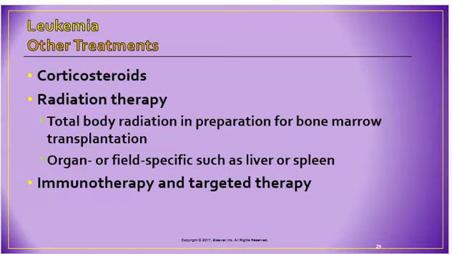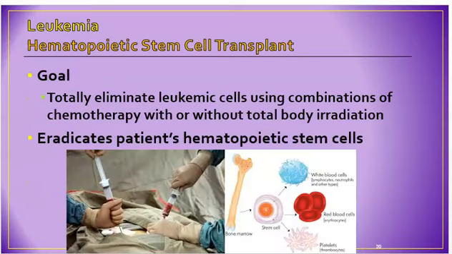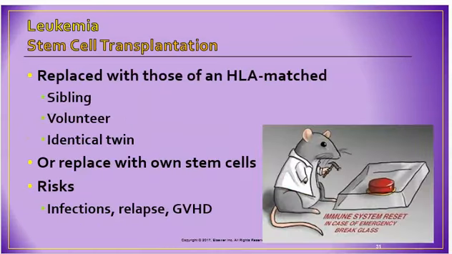So, other things that can happen would be immunotherapy and targeted therapy, and that's genomics, and that's coming a long, long way now. They will identify that cell and develop something to treat that cell specifically. Okay, stem cell transplant. Here we go. Eliminate the cells using combinations of chemo with or without the total body irradiation. So, again, these are the people that we have to be so careful with until they get their stem cell transplantation.